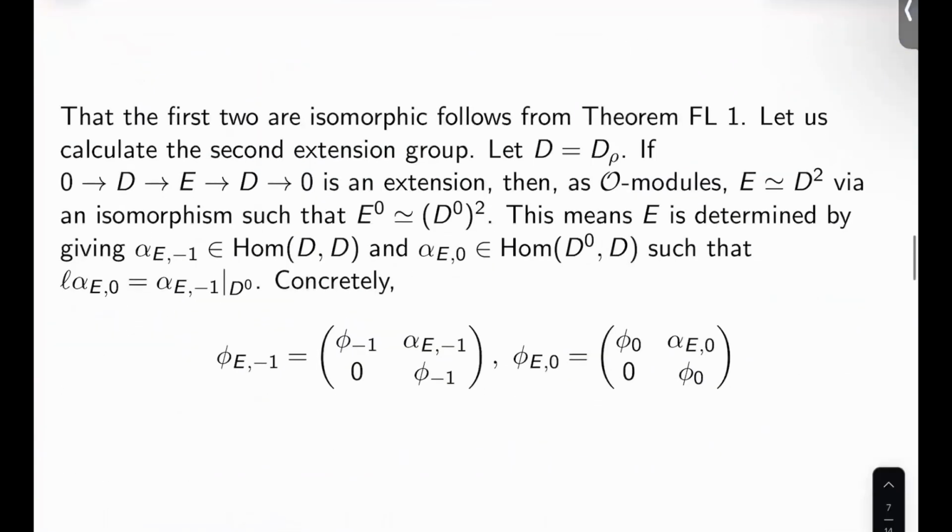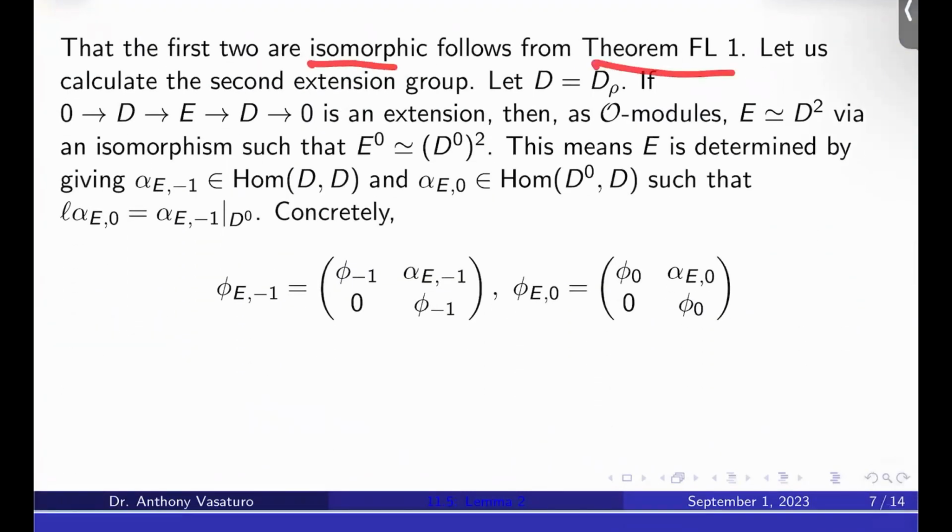Okay, let's prove this. That the first two are isomorphic is just theorem FL1, essentially. So we're going to calculate the second extension group and show it's isomorphic to the third. We're just going to sketch this, though. Let D equal D row for simplicity. If I give you an extension 0 to D to E to D to 0, then as O modules, E is isomorphic to D squared. We have projection and sections going the other way, via an isomorphism such that E0 is isomorphic to D0 squared, actually. So even on the level of distinguished submodules, we have an isomorphism like this.